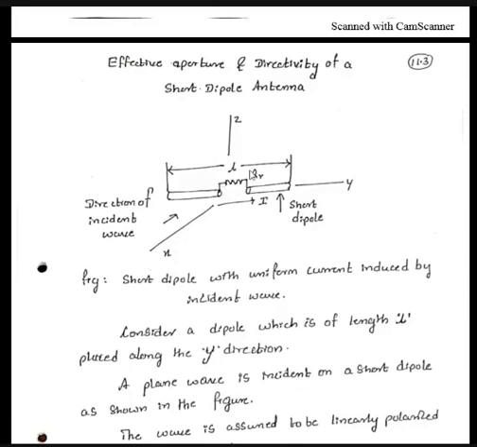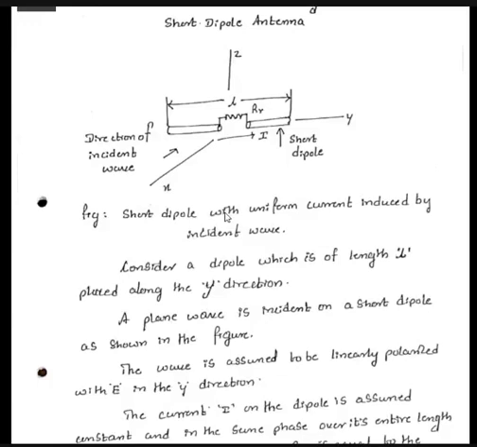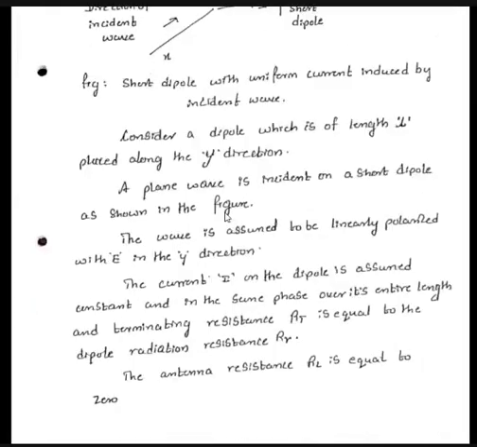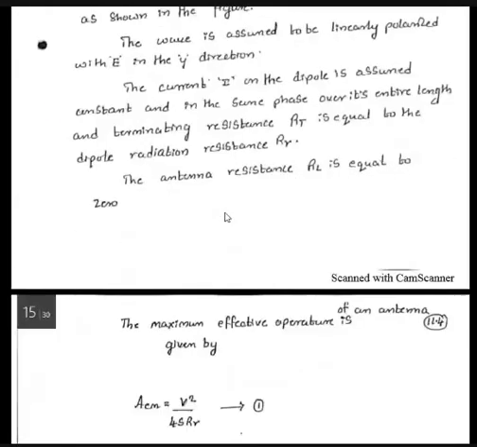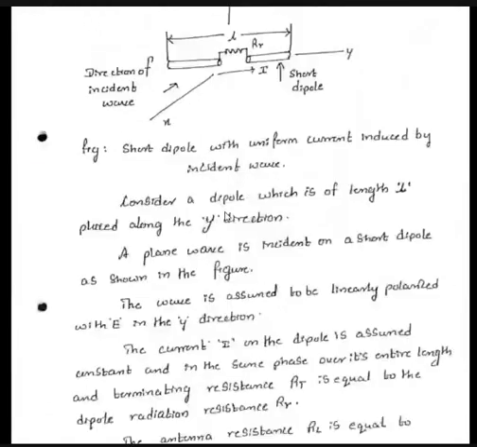We have some radiation resistance, which is represented by R_r, and there is a current carried by this particular short dipole, represented by capital I. This short dipole is placed along the Y direction, perpendicular to the Z and X directions. There is an incident wave, which is along the negative X direction.